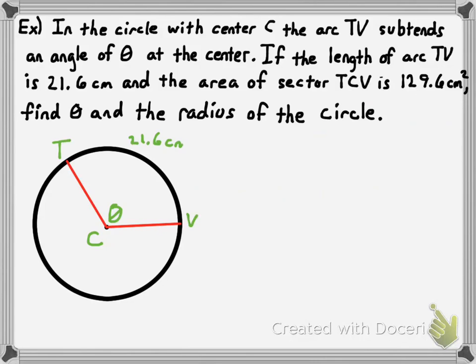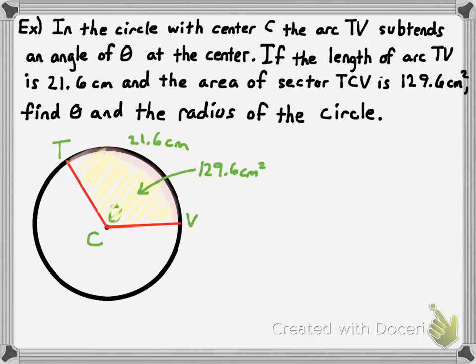21.6 centimeters is the length of this arc right here. And the area of the sector, this region right here, is 129.6 square centimeters. Okay, so how can we use that information in order to find the radius of the circle and the central angle measure theta?